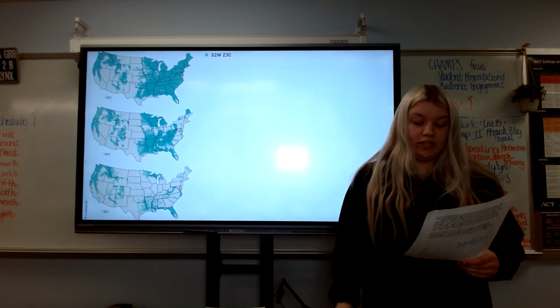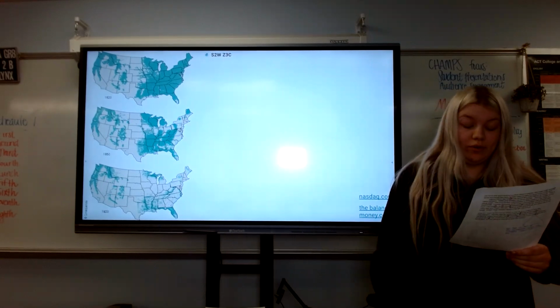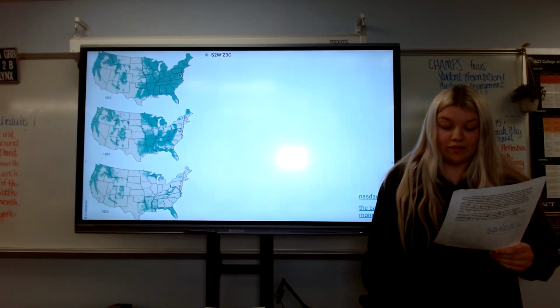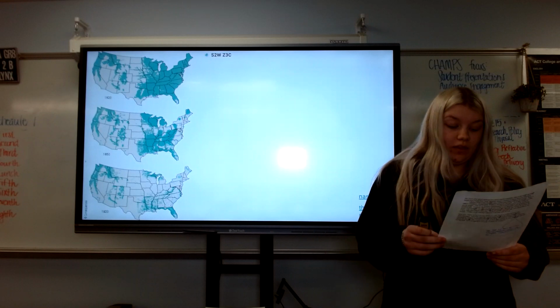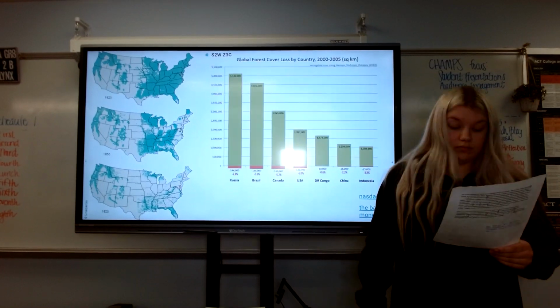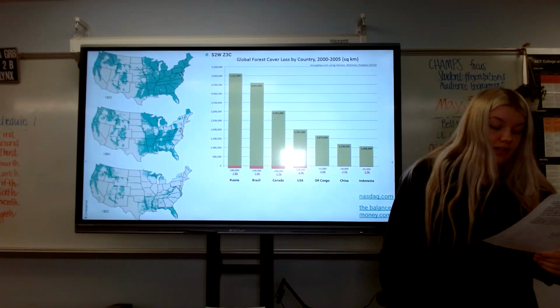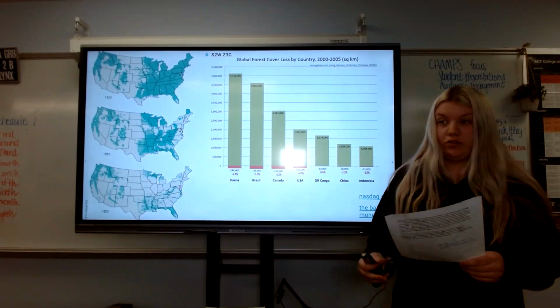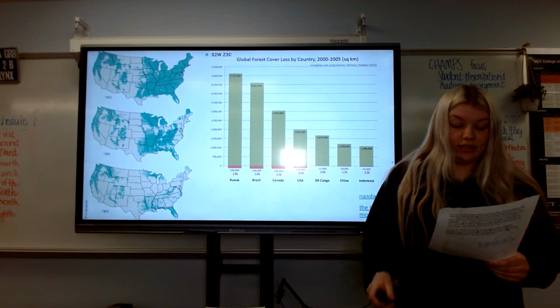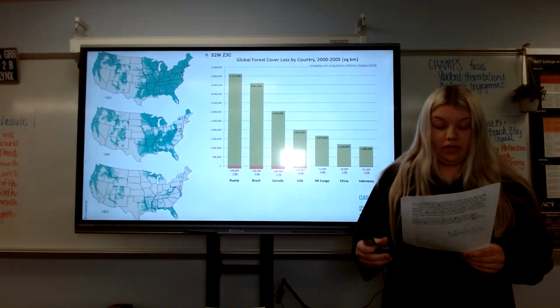Since then, deforestation has continued to grow at about 0.7% a year. According to thebalancedmoney.com, illegal logging is responsible for around 15% to 30% of all wood trading globally. It's estimated to be worth about $30 million to $100 million annually.